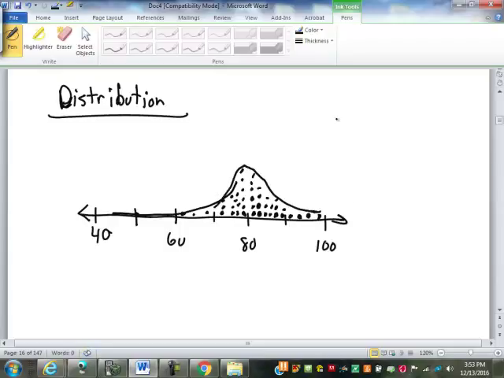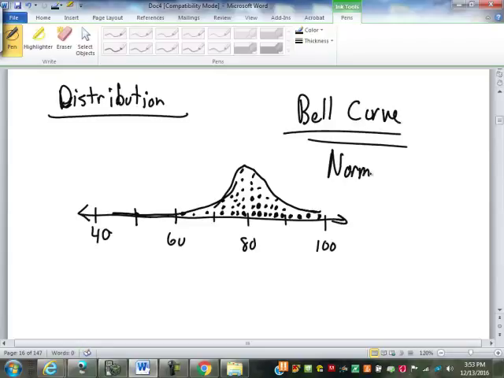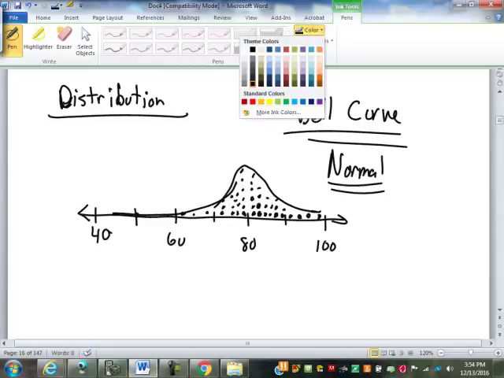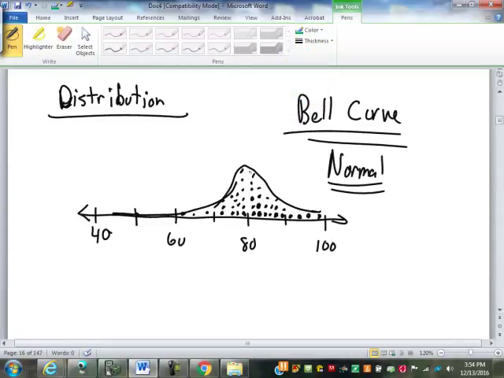You've probably heard the phrase bell curve. That's what they're talking about. It's actually called the normal curve because that is the shape that data normally takes. Most natural data distributions have a normal shape or a bell shape to them. So when we're looking at this distribution, there's two things we can use to describe it numerically.